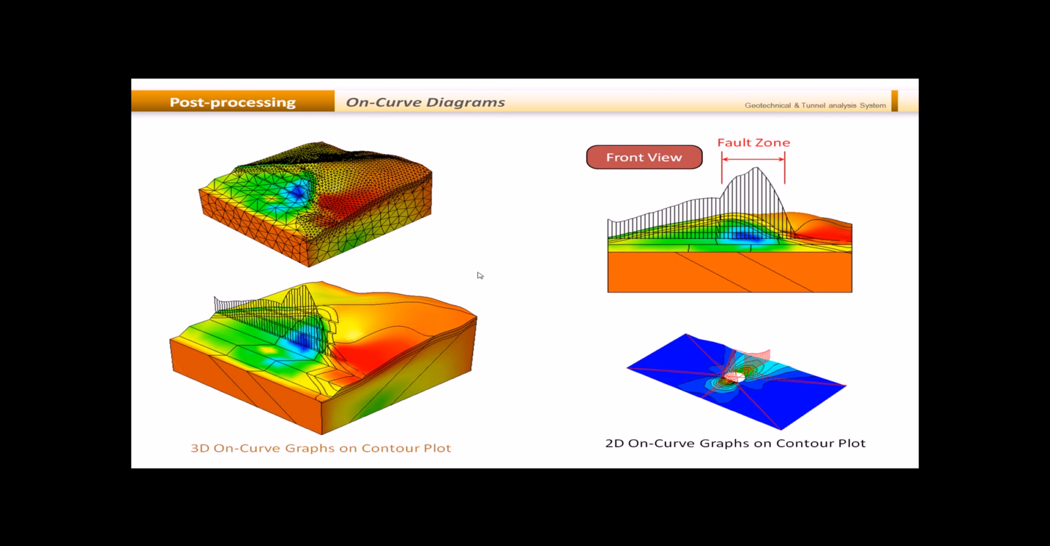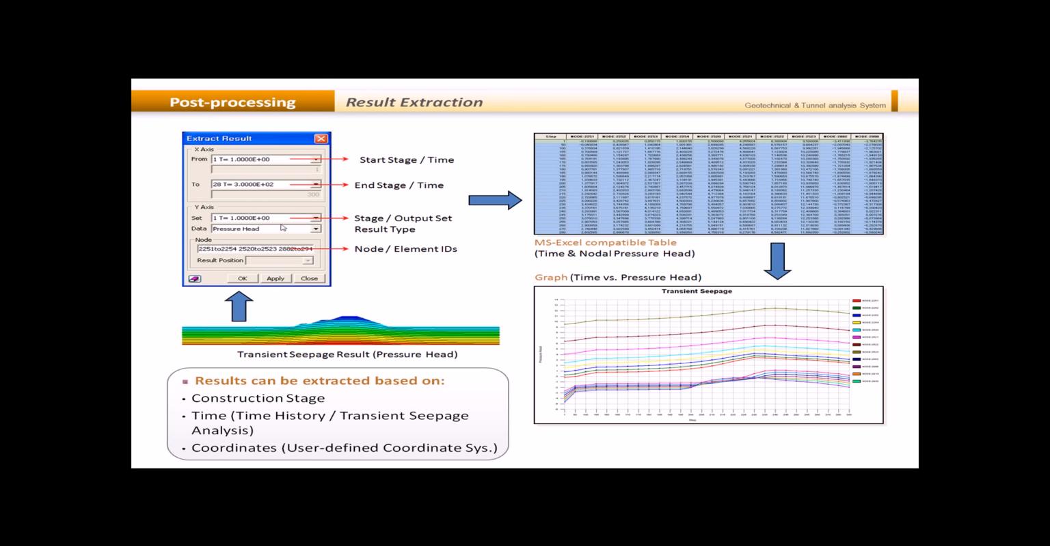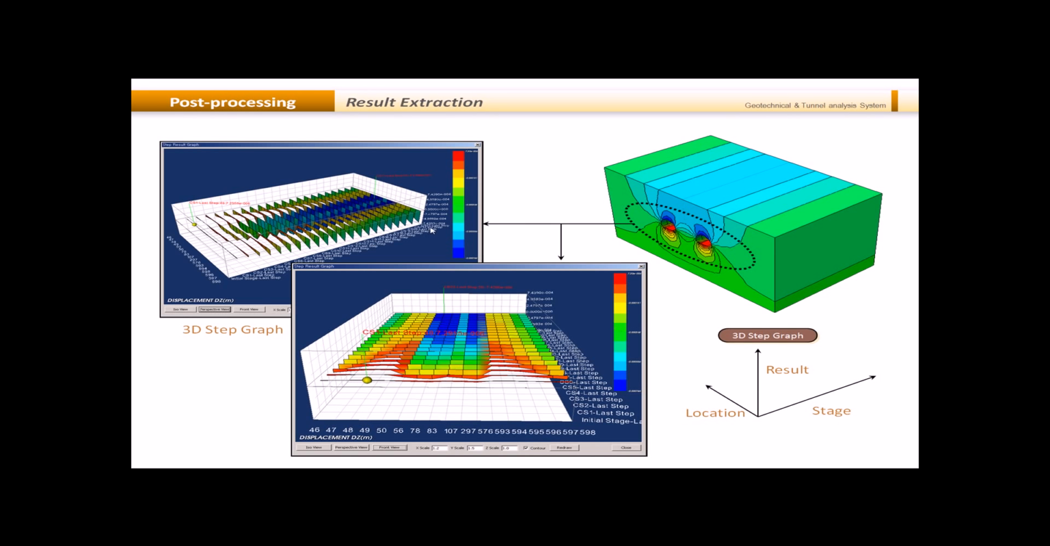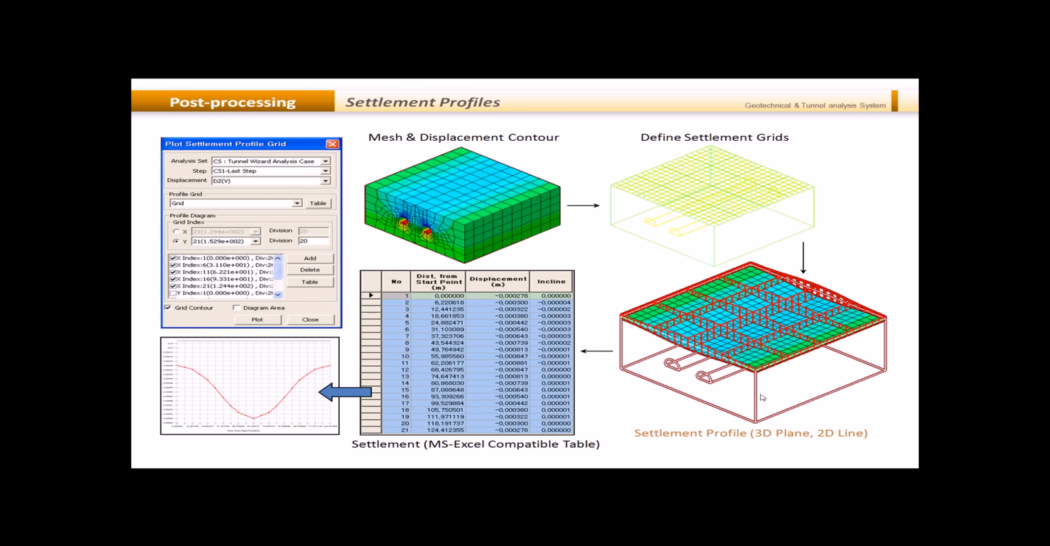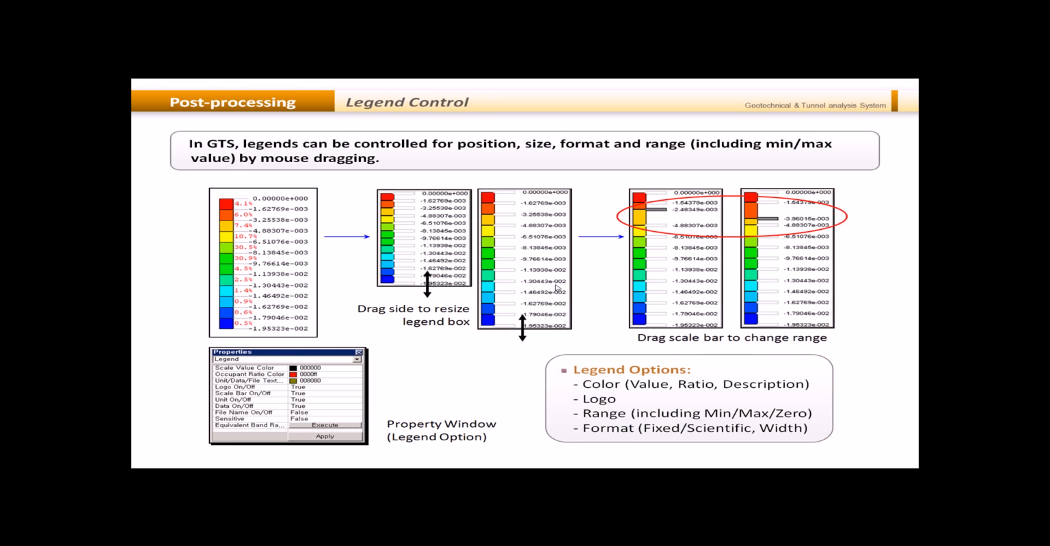If you have a fault zone, you can create a curve on the fault and obtain the result on the curve. You can obtain the seepage flow path quantity and the tabular result. You can create graphs out of those, and you can obtain 3D graphs automatically from Midas GTS, and you can plot the result versus the location and the stage at the same time. You can obtain the settlements. You can virtually move inside the model and obtain the results at several locations, and you can control the legends according to your own wish.